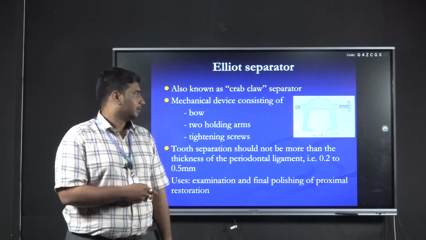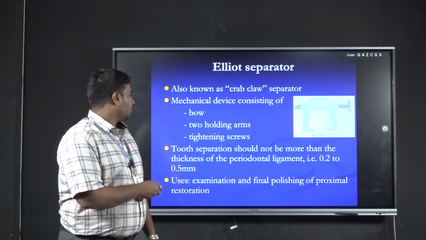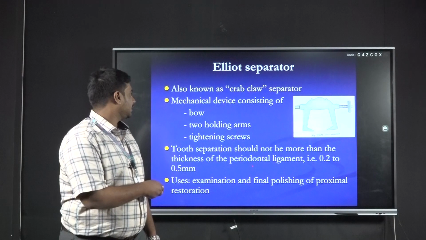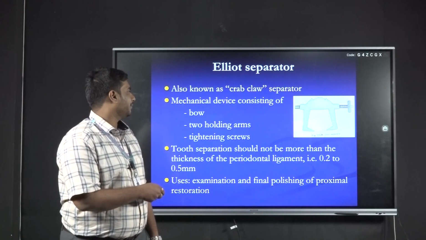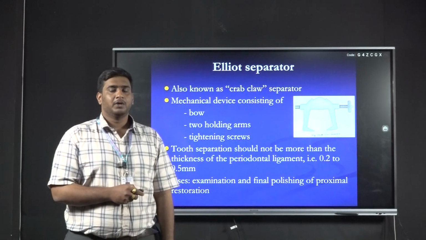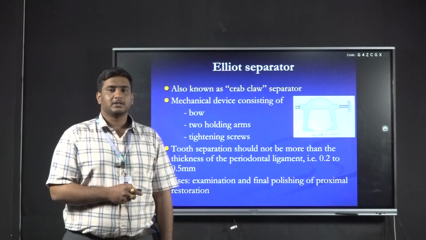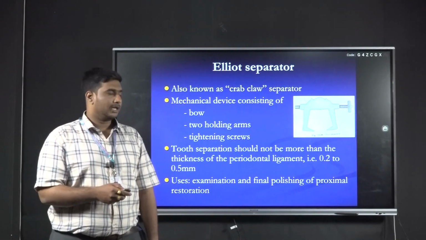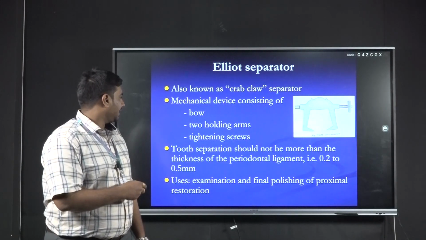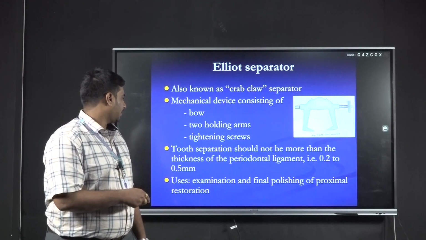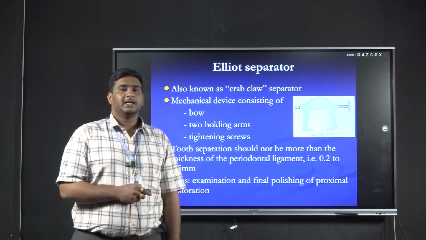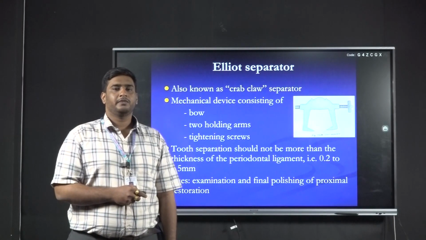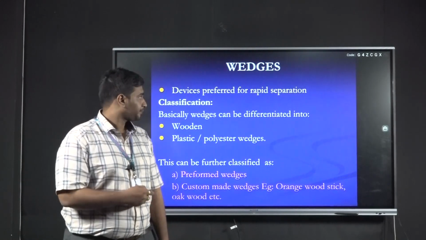Coming to the Elliott separator, this is the picture depicting the Elliott separator, which is in the form of a crab claw. It has a bow, two holding arms and tightening screws. Tooth separation should not be more than the thickness of the periodontal ligament, that is 0.2 to 0.5 mm. We should not separate the teeth more than 0.2 to 0.5 mm because it can cause damage to the periodontal ligament. Coming to the uses of this Elliott separator: examination and final polishing of the proximal restorations. It can be used for diagnostic purposes and also polishing of the final restoration.